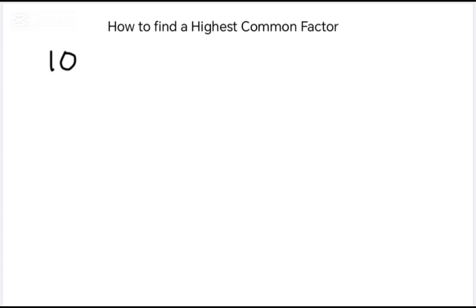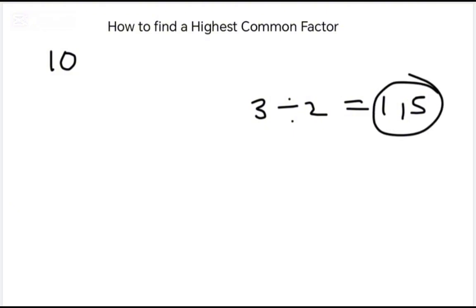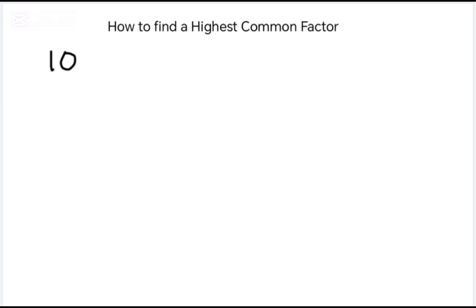Let me also demonstrate this. 3 divided by 2 gives us 1.5, so it leaves something inside. The number that gives us a decimal when we divide is not a factor. I want you to keep that in mind.